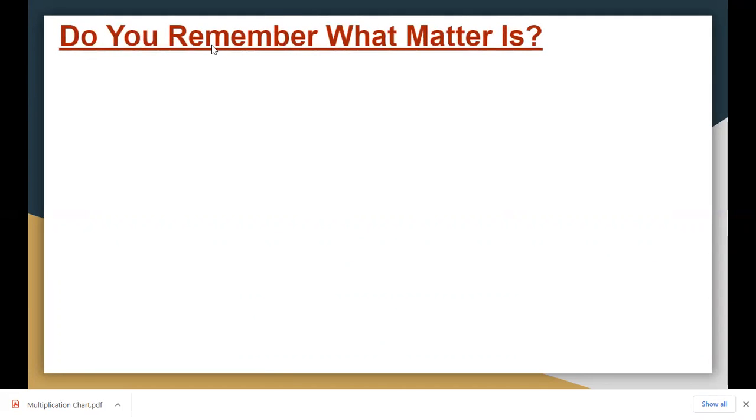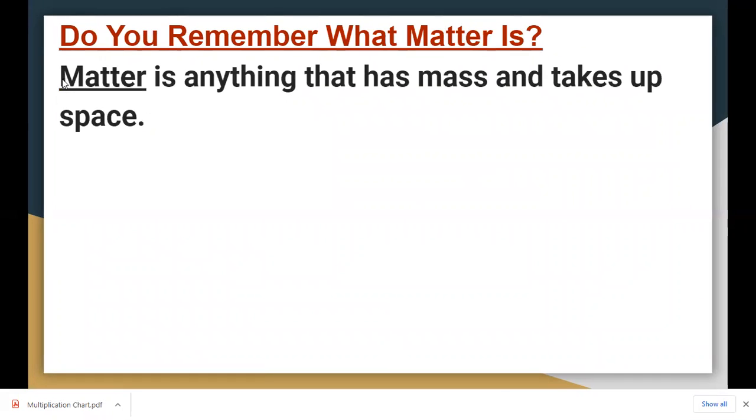Okay, do you remember what matter is? Yes, matter is anything that has mass and takes up space. It needs both qualifications, right? Has to have mass, has to take up space.